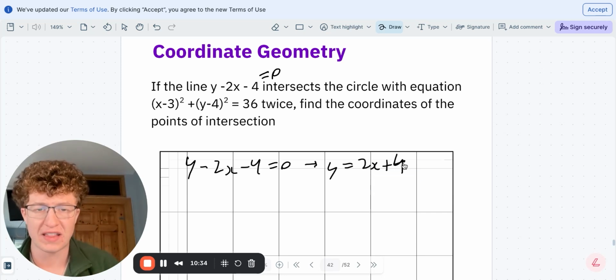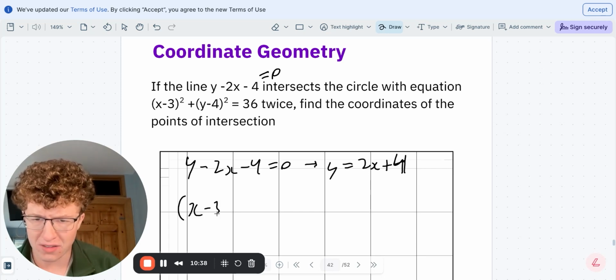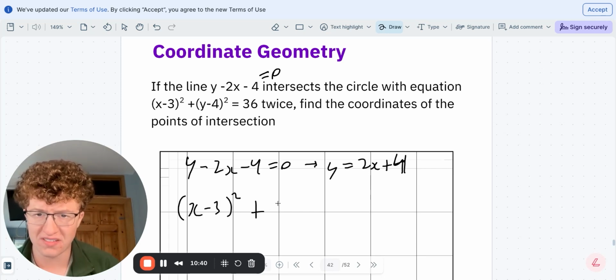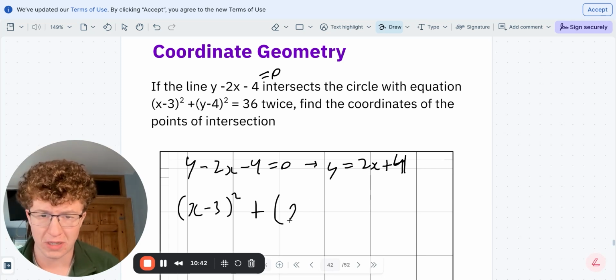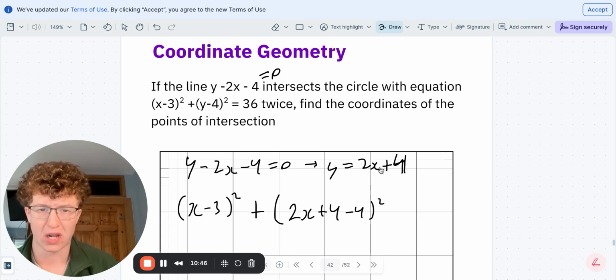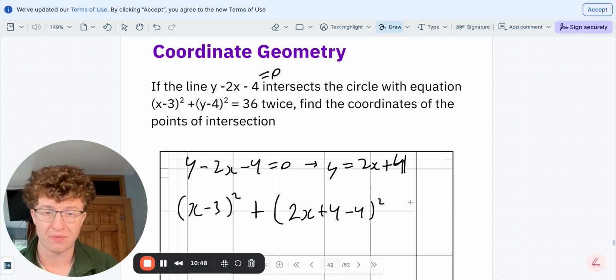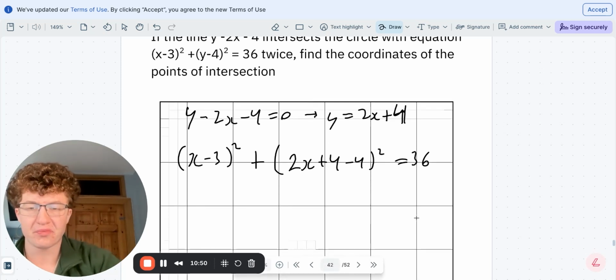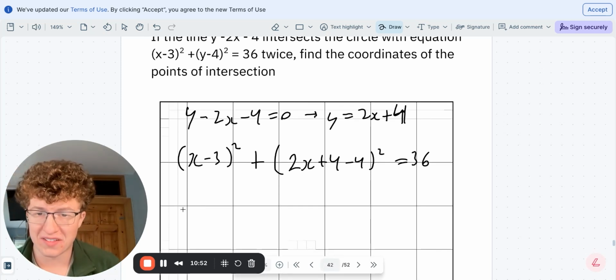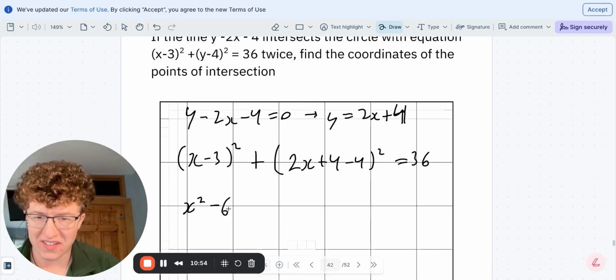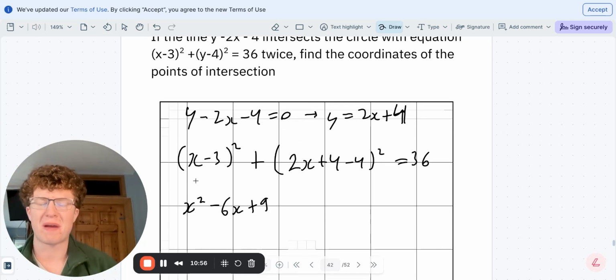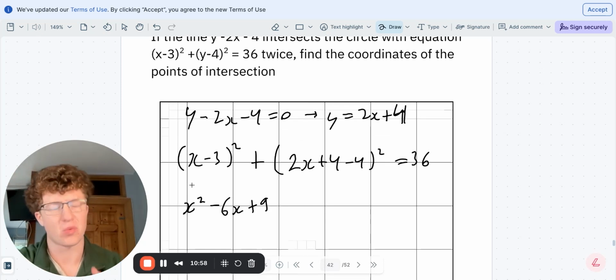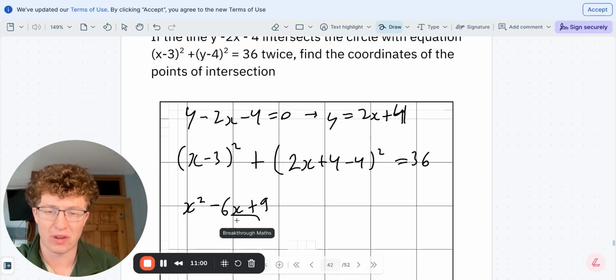Now we're just going to fill that y into this equation. So we have x minus 3 all squared plus y minus 4, which becomes 2x plus 4 minus 4, all squared. All we did was fill y in over here. That's equal to 36. Then expand the brackets. We have x squared minus 6x plus 9. You should expand that out using whatever method you use. I just use this method, it's quicker.